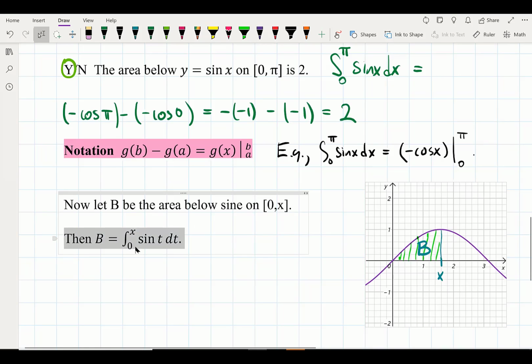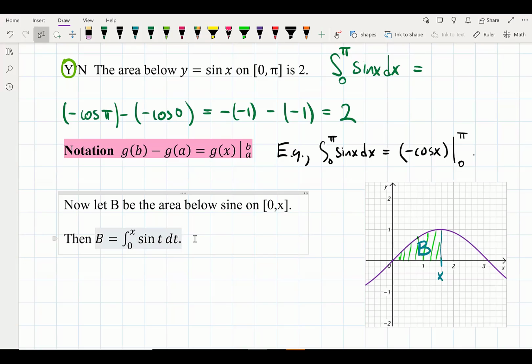Let me know if anyone is unsure about this last equation that I just wrote. Because there's a couple things going on here. I switched up my dummy variable from x to t. You can use any letter you want for your dummy variable, but I didn't want to use x because I'm using it somewhere else, namely as one of my limits of integration now.